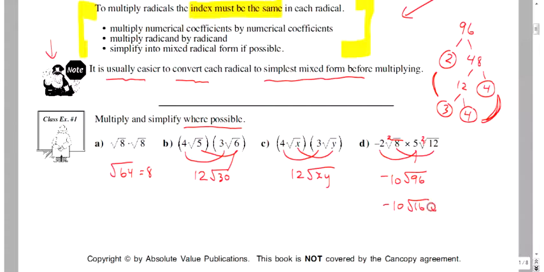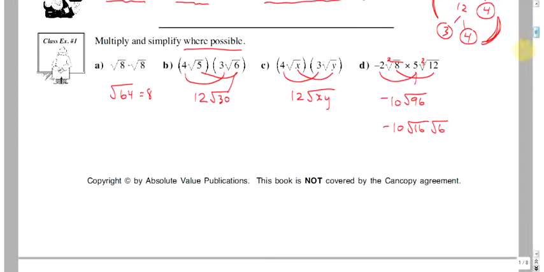Root 16, root 6, and what's the square root of 16? And negative 10 times 4 is negative 40, root 6. There's no more perfect squares in 6. I'm done.